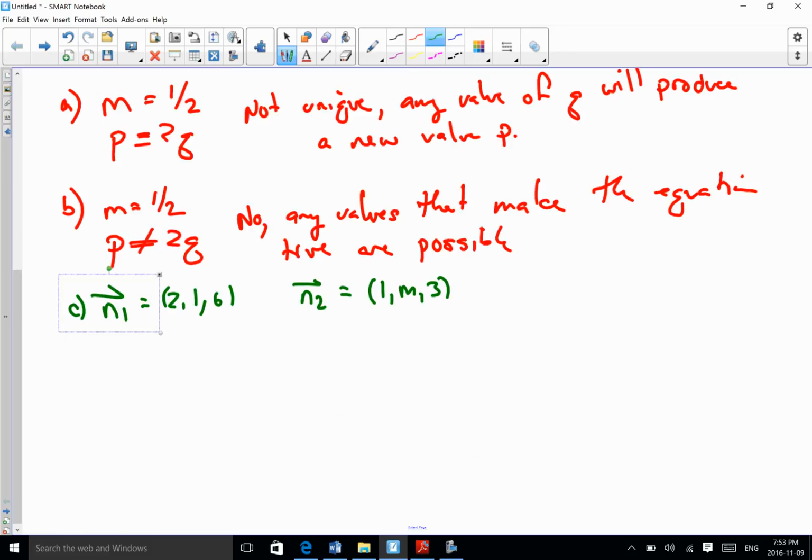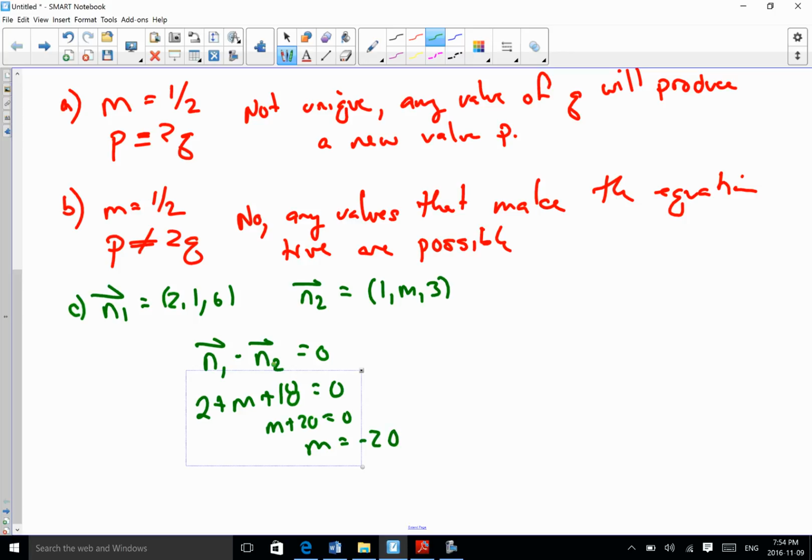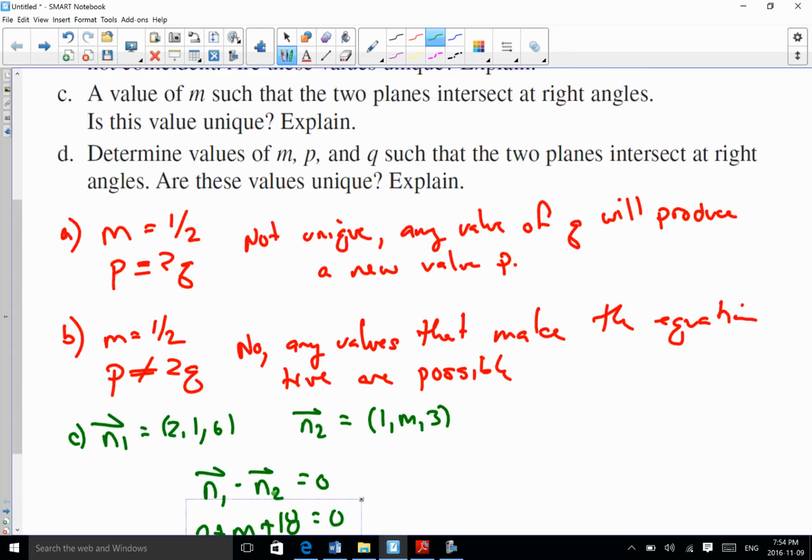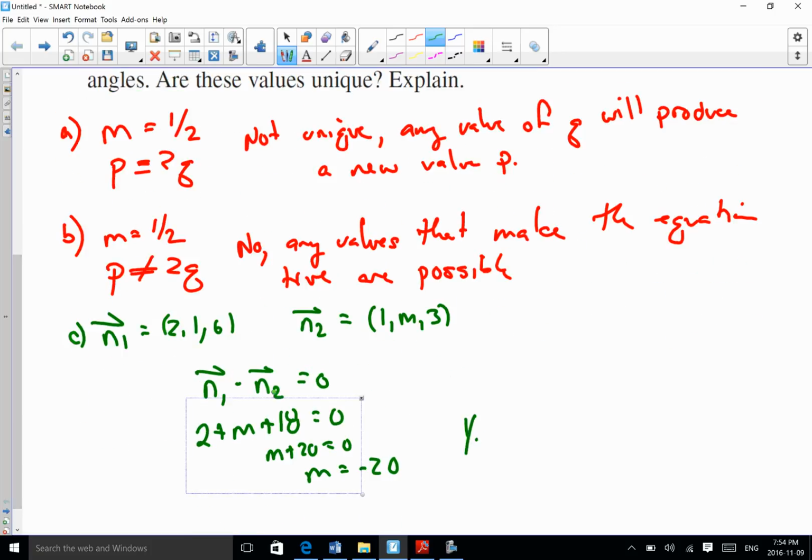Okay. If they're going to meet at a right angle, then n1 dot n2 has to come out to 0. So what do we get? We get 2 plus m plus 18 equals 0. So I get m plus 20 is 0. In other words, m is -20. This one says, is this value unique? Well, yeah, it has to be. It's the only value that makes these two normals come out to a right angle. Yes. This is a unique value. There's no other number you could put in for m such that the dot product comes up to 0. Not possible.